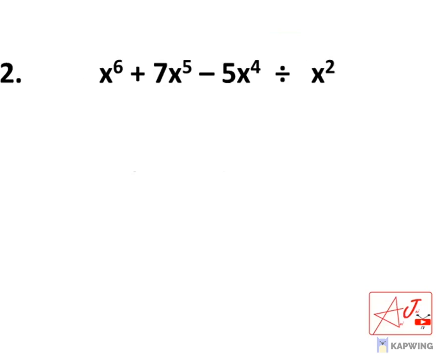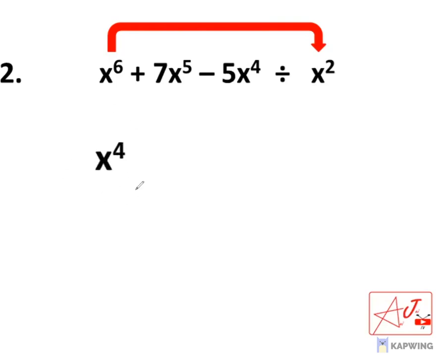Another example. X to the 6th power plus 7x to the 5th power minus 5x to the 4th divided by x squared. So, i-divide ulit natin silang lahat doon kay x squared. So, start na natin. X to the 6 divided by x squared. So, since parehas naman silang walang numerical coefficient, so of course, ang answer natin, wala ring numerical coefficient. Ang gagawin lang natin, i-minus natin yung exponent nila. So, 6 minus 2 ay 4. Kaya ang first term natin ay x to the 4th power.